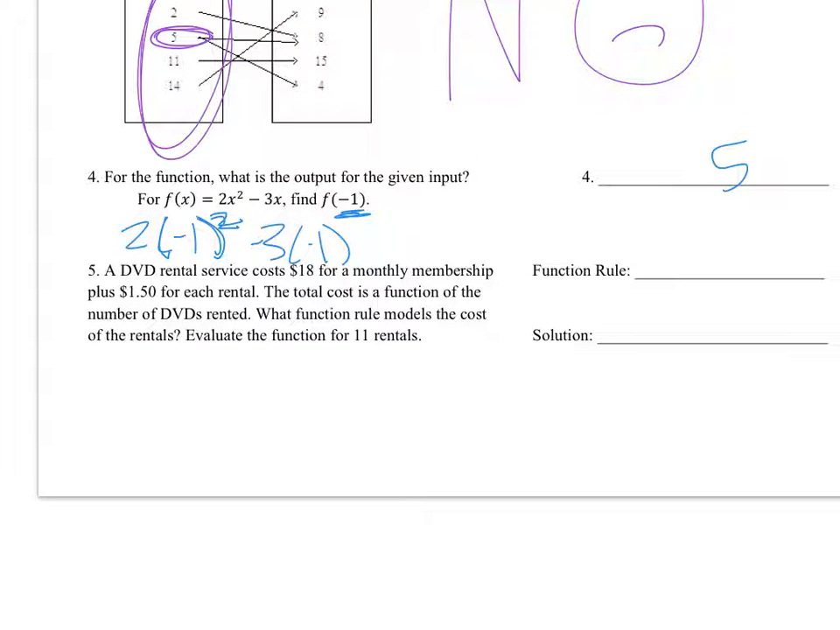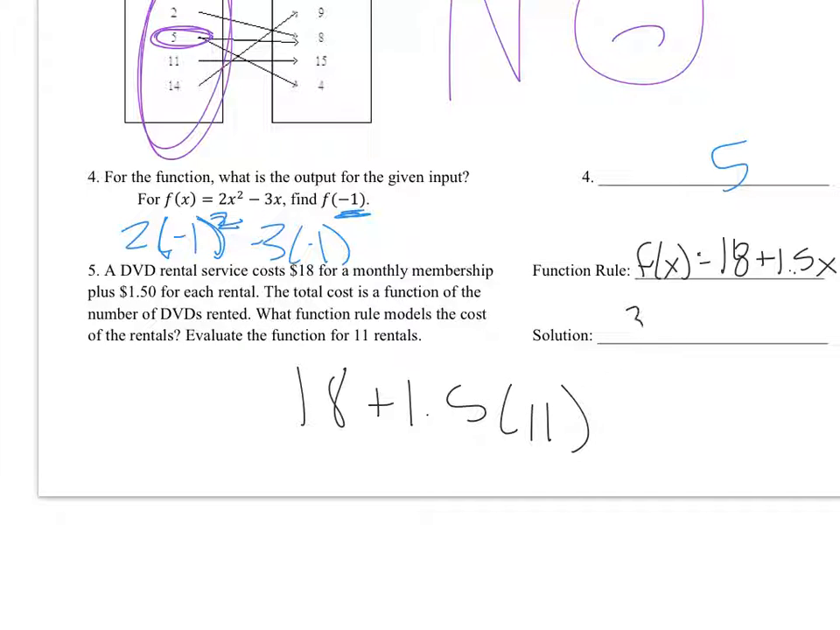Next one, when I'm writing my function rule, this is just for 1 month. It costs $18 for the month, and then $1.50 per rental. So this is a function rule, that's why I have the function of x. 18 is not going to change, so I have $18 plus $1.50 per rental. Then it's asking, what if you rented 11 movies? Now, in today's day and age, this would be kind of expensive for a movie rental place. Maybe not. I don't know. $34.50.